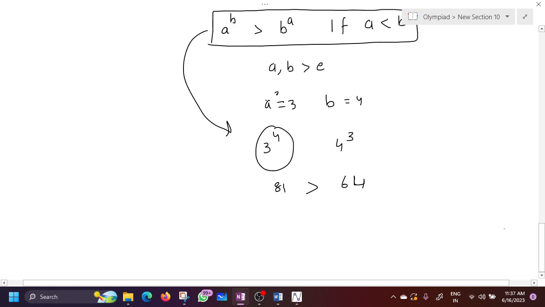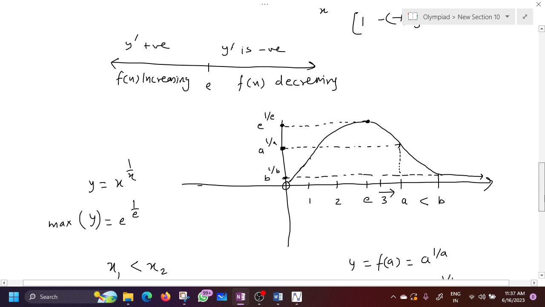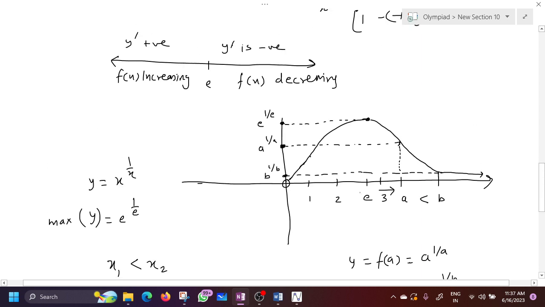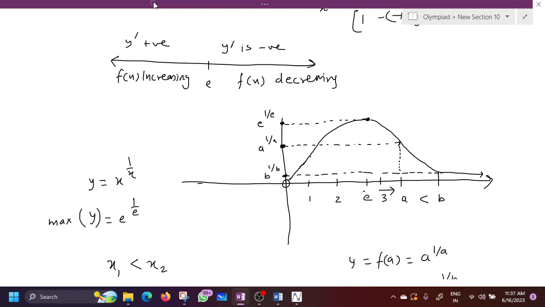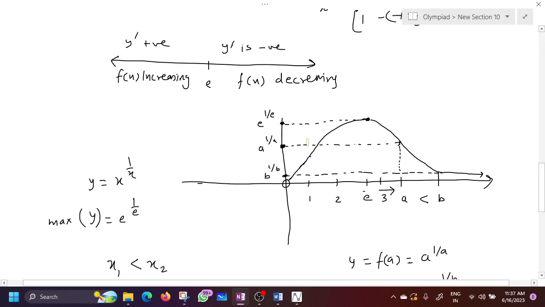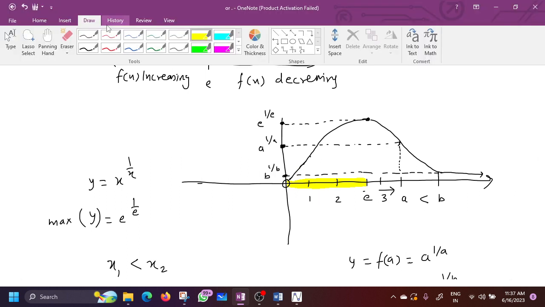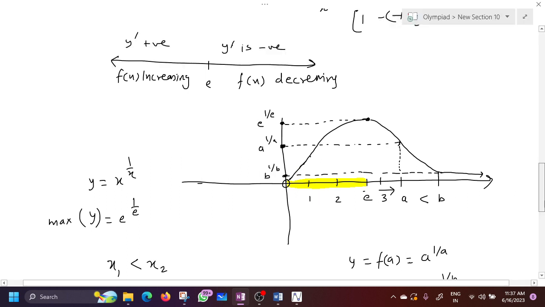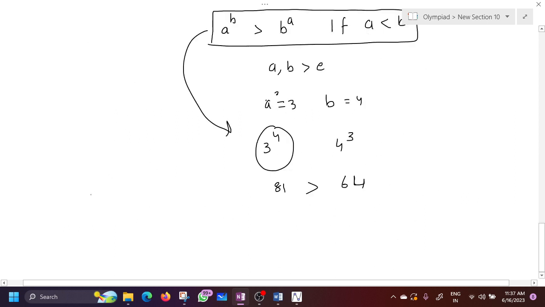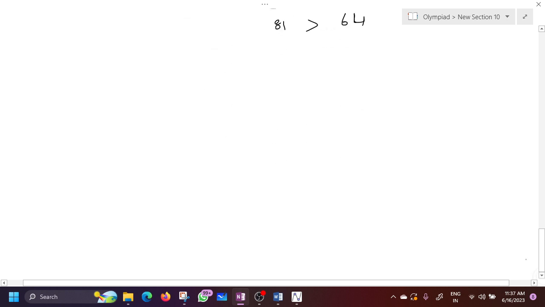Now, but what happens if we have a and b on the left of e? See, if a and b are from this portion, what will happen? Since a and b are on the left hand side of e, the function is increasing, and in an increasing function, we can simply see from a graph of an increasing function. Suppose this is an increasing function.